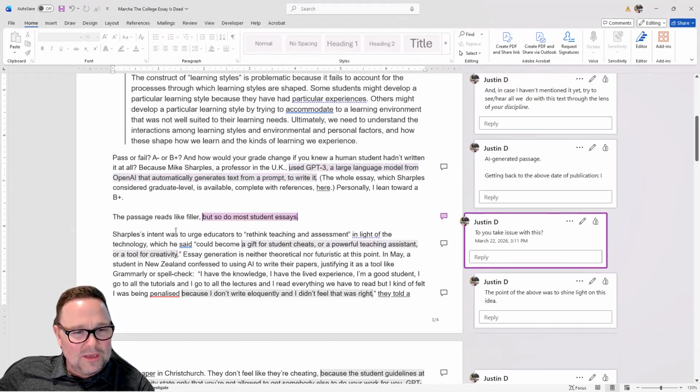And one of the ways that March characterizes it is that it reads like filler. And then he has something to say here that I thought, well, this would be an interesting place to react if you wanted to. But so do most student essays. Now, this is back in 2022, when there are just the beginning possibilities of having AI stand in and do our work for us.